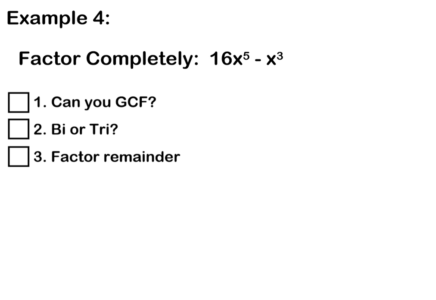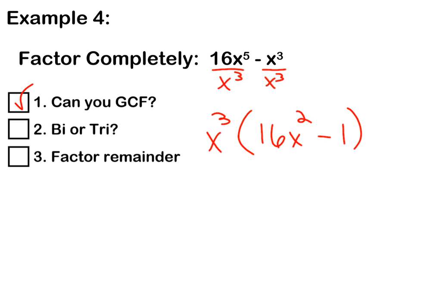I can take out my greatest common factor of x to the third. There's no number I can take out, but they both have a variable. So I have x to the third, parentheses, 16x squared minus 1. I check to see if my remainder is a binomial or a trinomial. This one's a binomial because it's 2 terms.